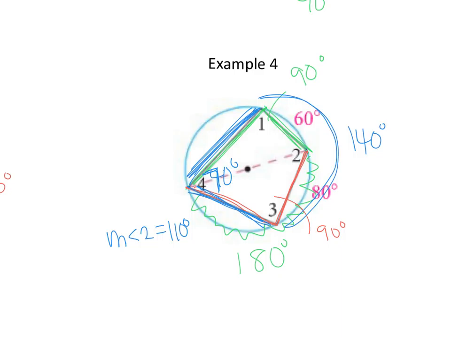You could also do it a different way. You could also do that angle 2 is made up by this angle. And this arc has to be 360 minus 140, which is 220. So this arc is 220. So this angle is half of that. So it really helps to use color to shade the sides of the angles that you're talking about so you can see the arc.